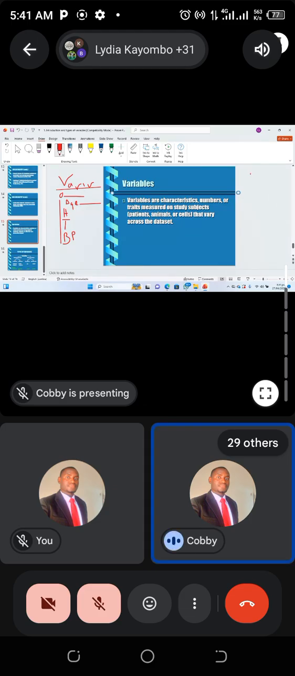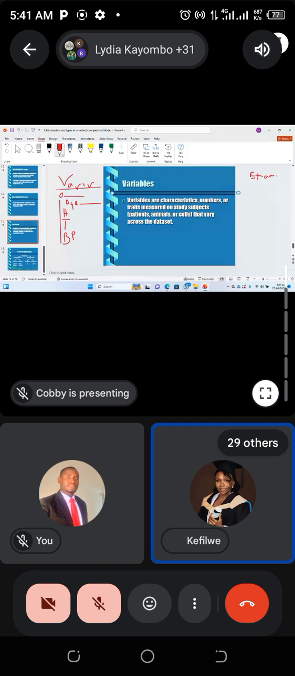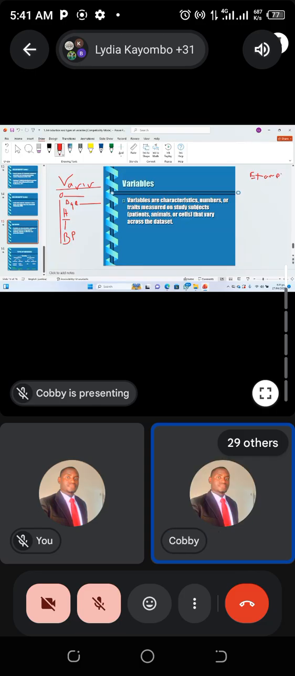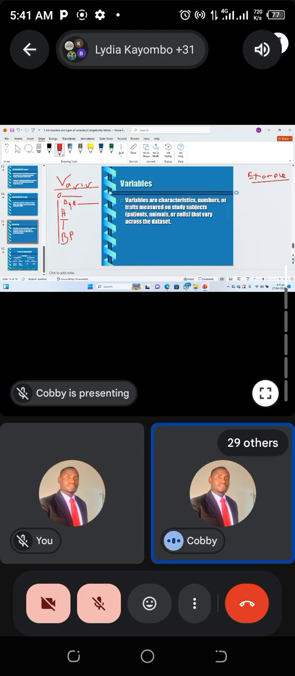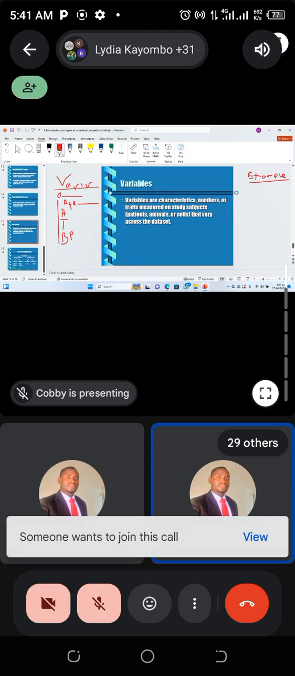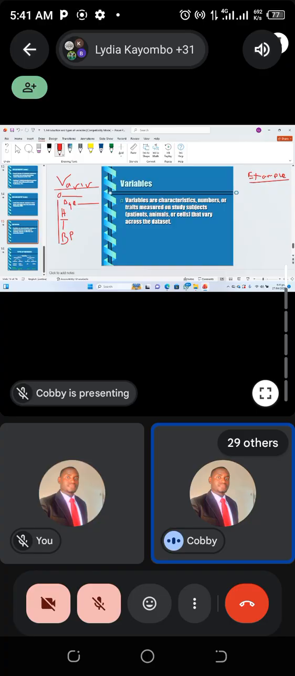Any other example of variables? Let's list some variables here. Examples. Dependent and independent variables. Those are types of variables. We'll learn more about them. Those come when you are comparing variables. You want to know which variable affects which.